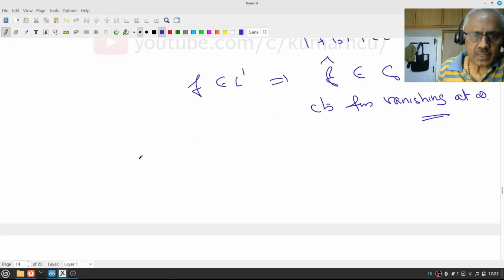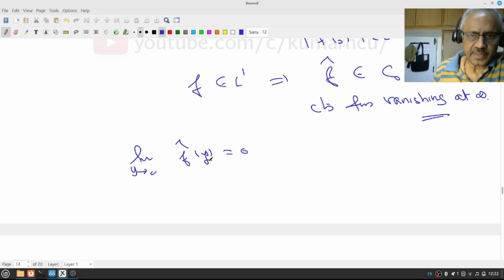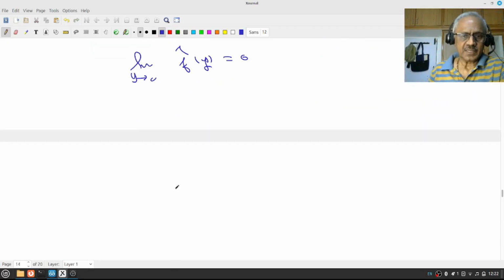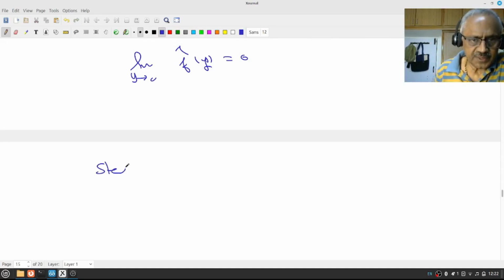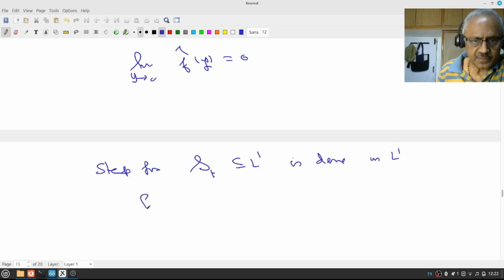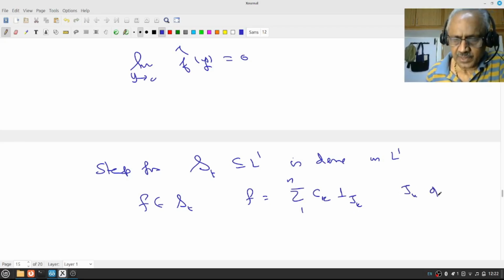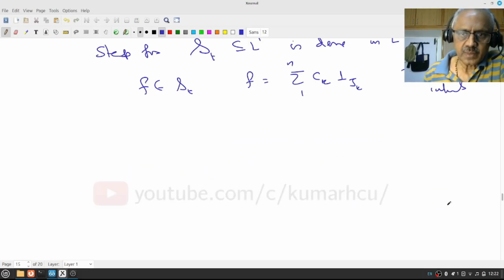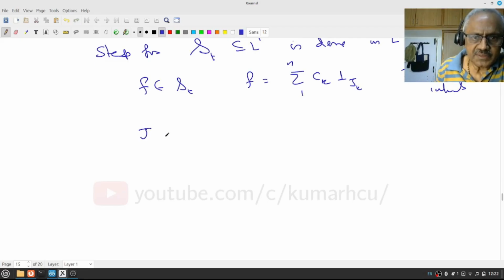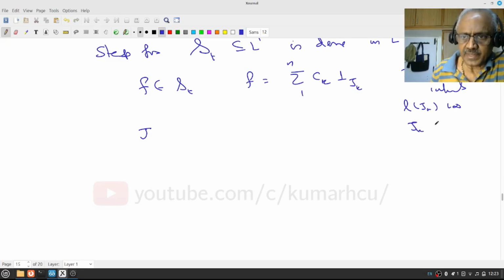So what do I want? I want to say the limit as mod y goes to infinity of f hat of y is 0. So this is where the density argument comes in. I know the set of step functions St in L1 is dense in L1. And if f is a step function, then f is the summation of c_k times the indicator of J_k, k equal to 1 to n, where the J_k's are open intervals. Note that these are all finite intervals, because the length of J_k has to be finite.